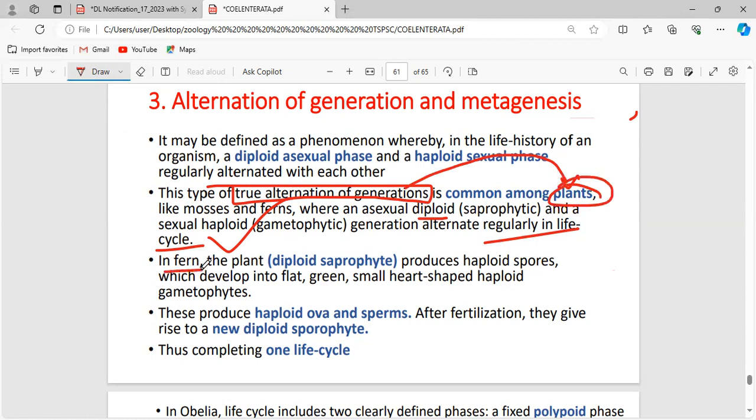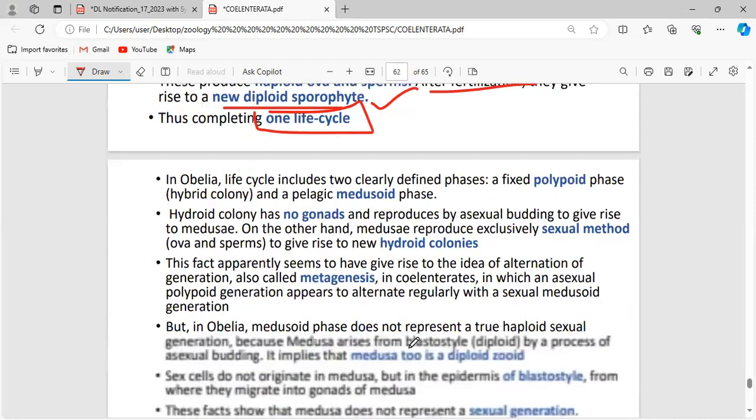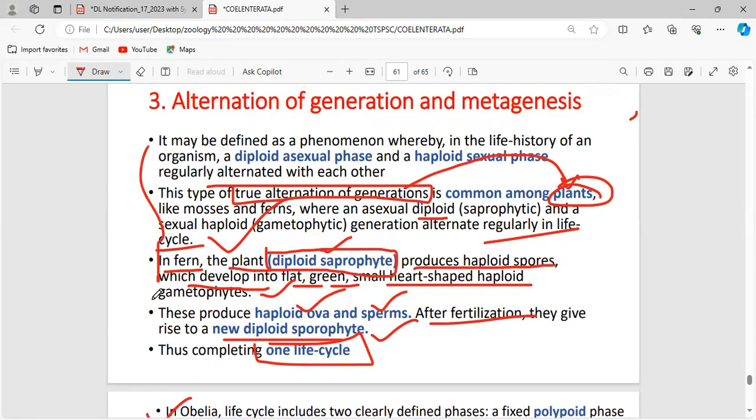In fern, that is pteridophytes, the diploid sporophytic plant produces haploid spores, which develop into flat, green, small, heart-shaped haploid gametophytes. They produce the haploid ova and the sperm. After fertilization, they give rise to a new diploid sporophyte, thus completing one life cycle. Right? This is up to the plants.